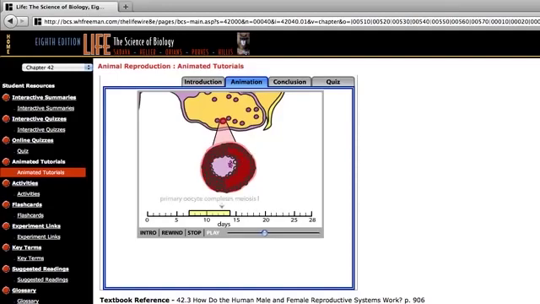The maturing primary oocyte completes meiosis 1 and divides into 2 haploid cells. Each of these cells receives half the chromosomes. However, one cell, called a polar body, receives very little cytoplasm. The other, now a secondary oocyte, enters meiosis 2 and arrests there until fertilization.